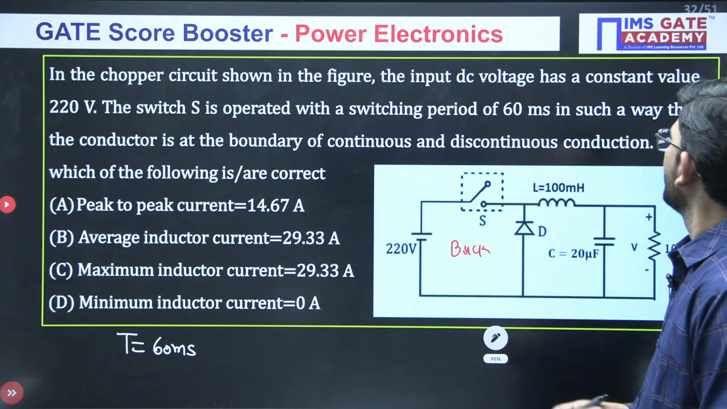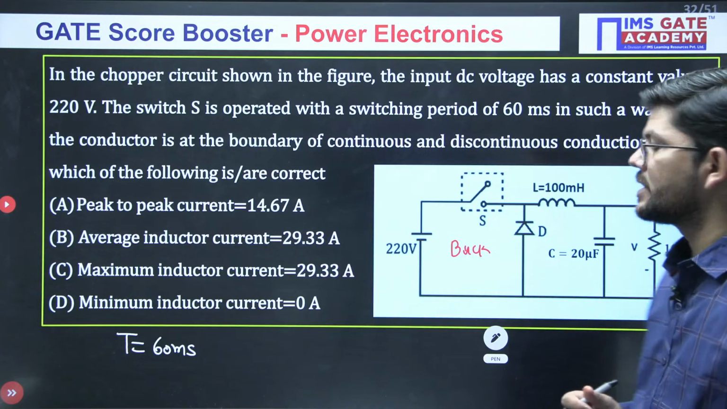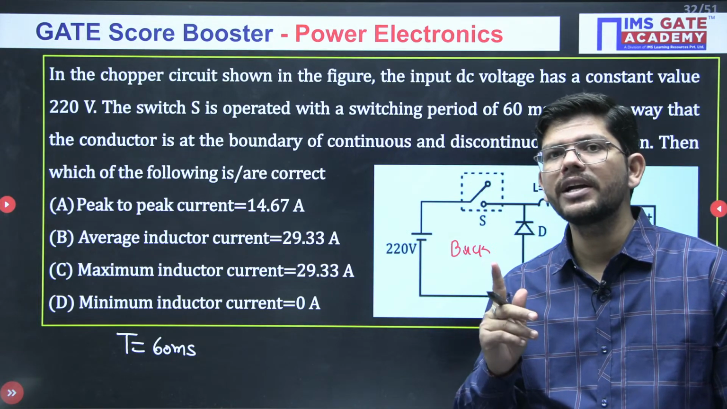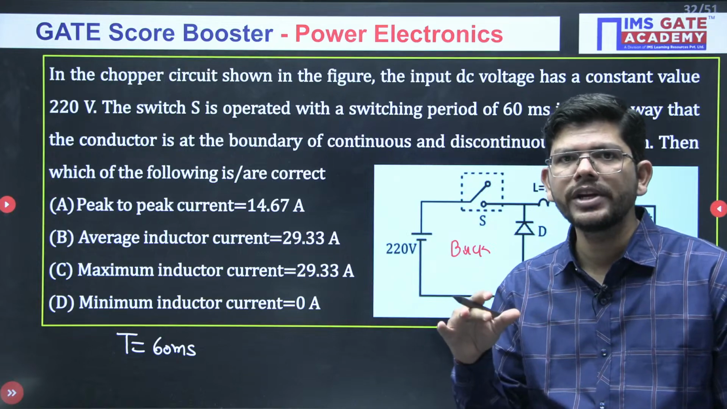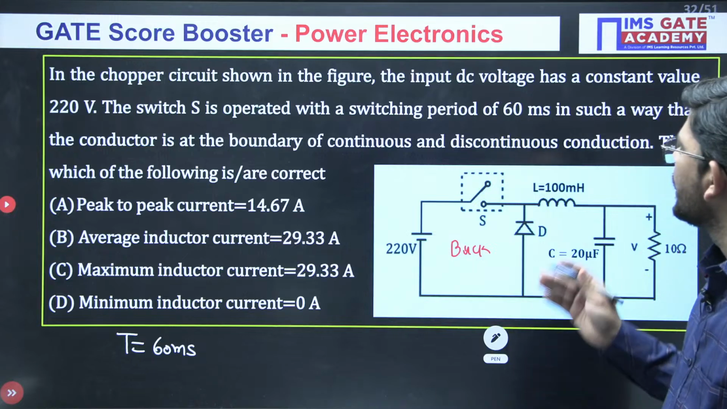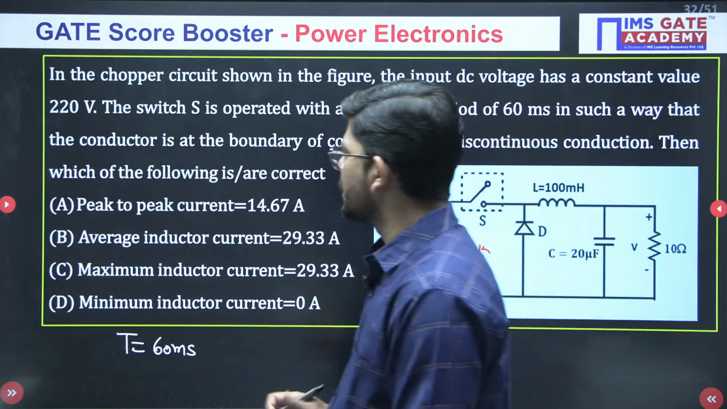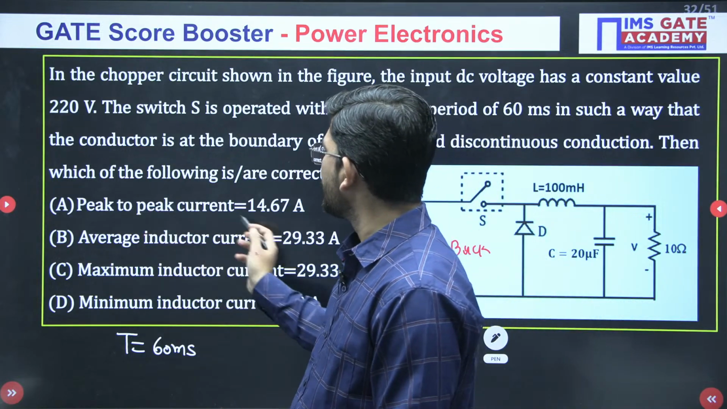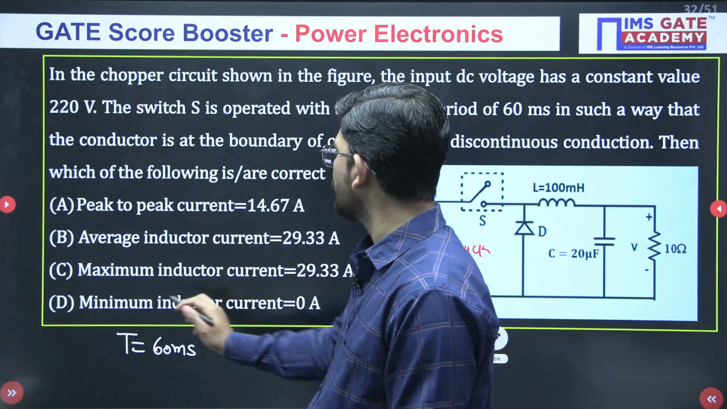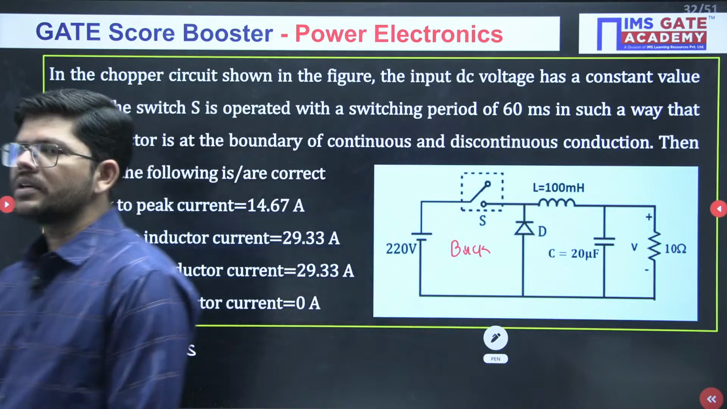Then it is operated in such a way that the inductor is at the boundary of continuous and discontinuous conduction. Again, we are talking about the boundary of continuous and discontinuous conduction. Continuous conduction is not assured. We are at the boundary. So at the boundary, I minimum is, you have to tell here. Then which of the following is or are correct? It is an MSQ question. They are asking that peak to peak current will be this value, average inductor current will be this value, maximum inductor current will be this value, and minimum inductor current will be this value. So you have to choose among the options.